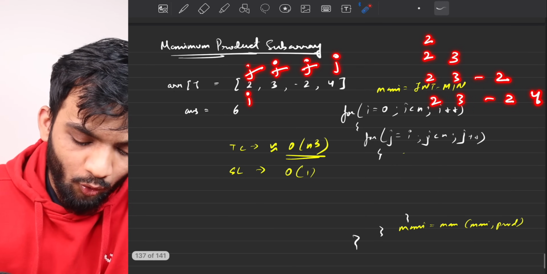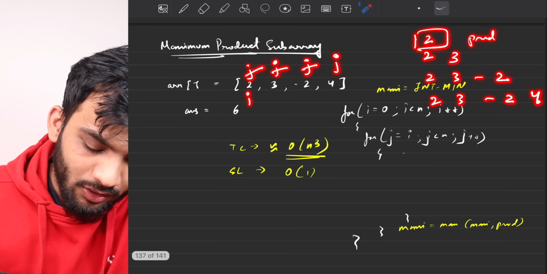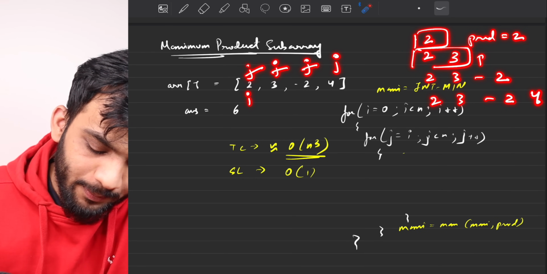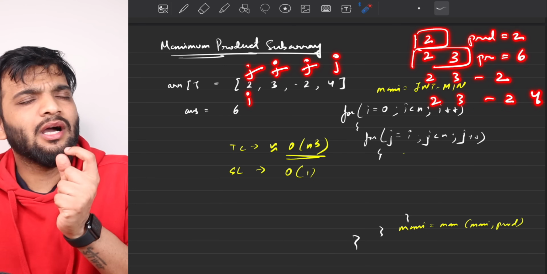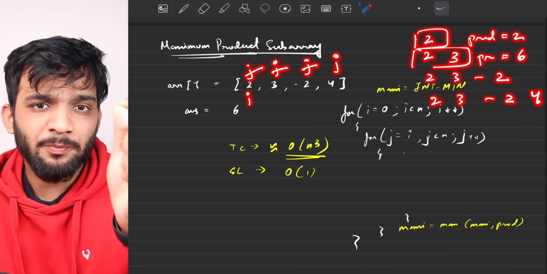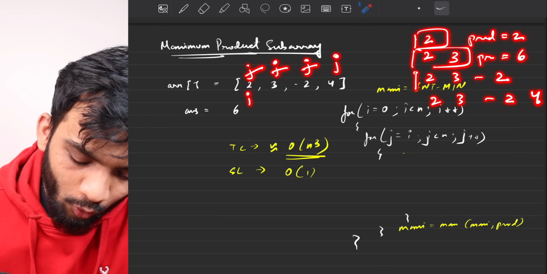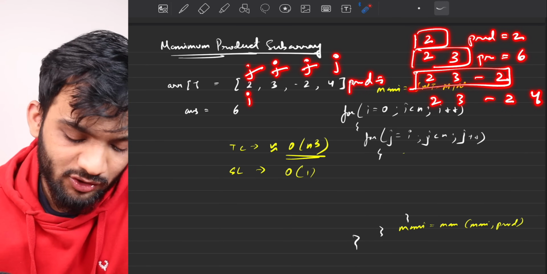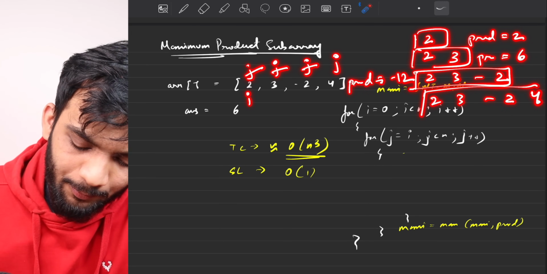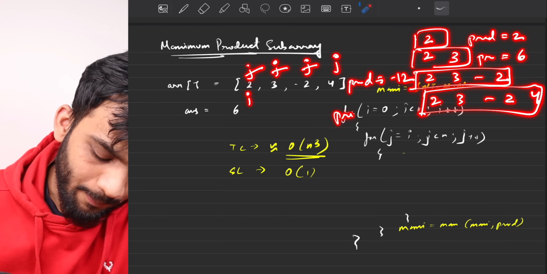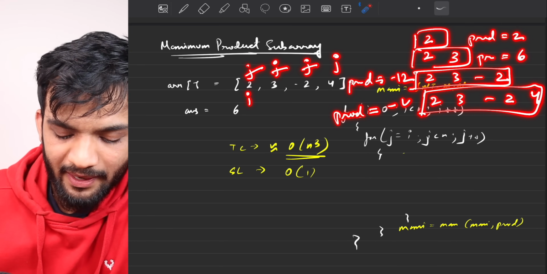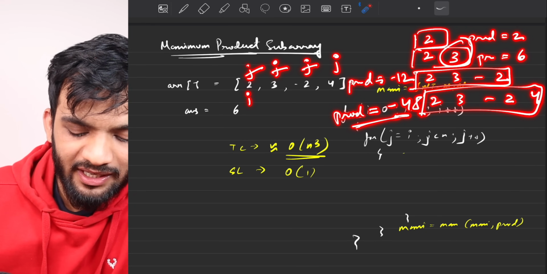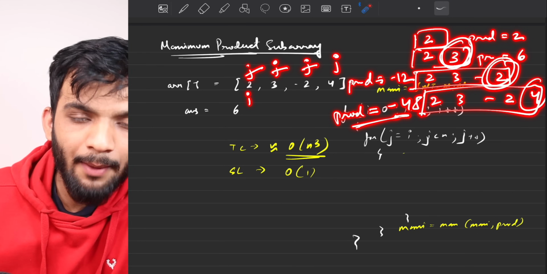What's happening? Over here, the product will be 2. Over here, the product will be 6, which is basically a multiplication of 3. Over here, the product will be 6 into minus 2, that's minus 12. And over here, the product will be minus 12 into 4, which is minus 48. So basically, every time you multiply a new number.